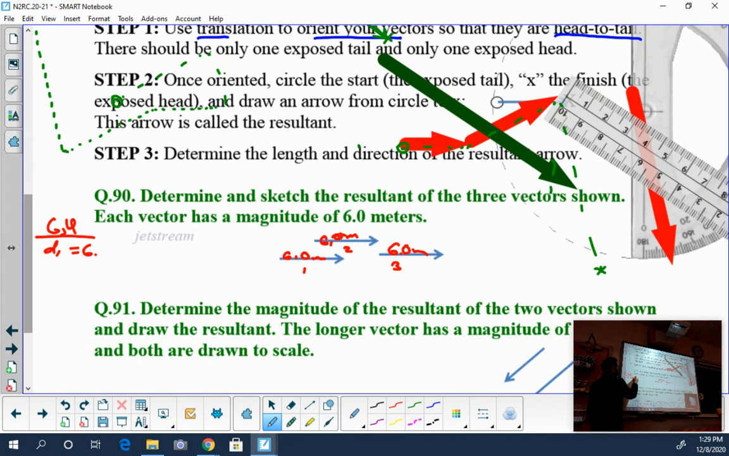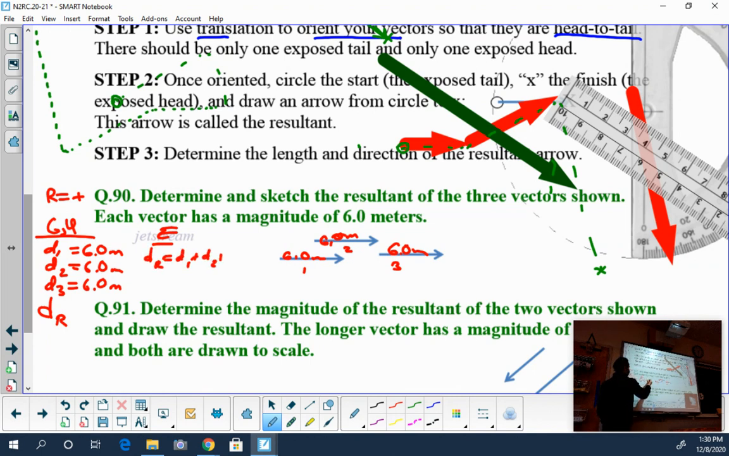Displacement 1 is 6 meters to the right. We can call right positive. Displacement 2 is 6 meters to the right. Displacement 3 is 6 meters to the right. And they're asking for the resultant displacement. So you can even call it displacement R for resultant. And as we said before, you're actually adding them. So the resultant here would just be D1 plus D2 plus D3. Of course, 6, 6, 6 gives you that mark of the beast, 18 meters.